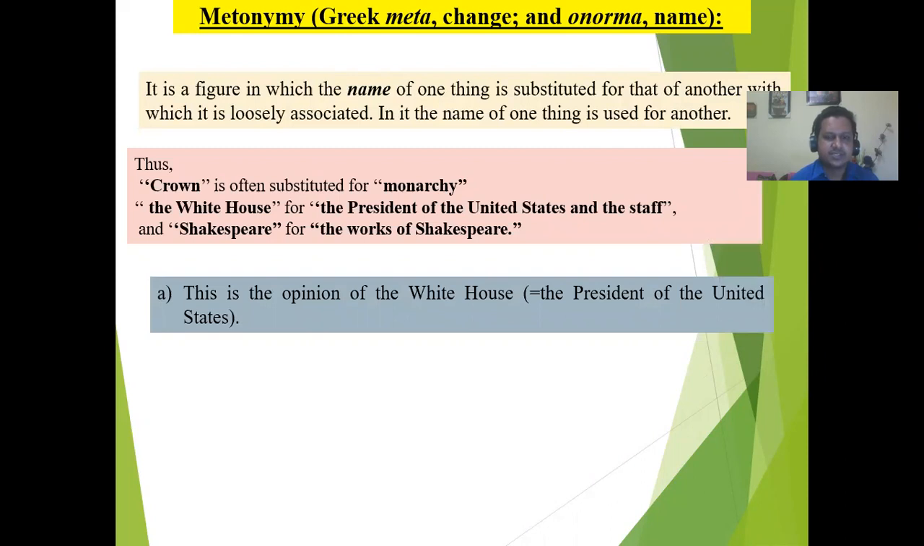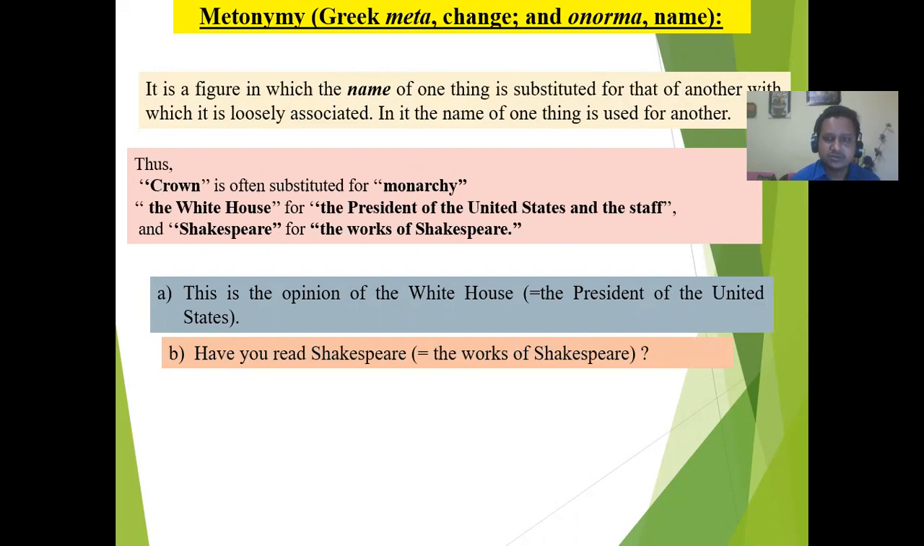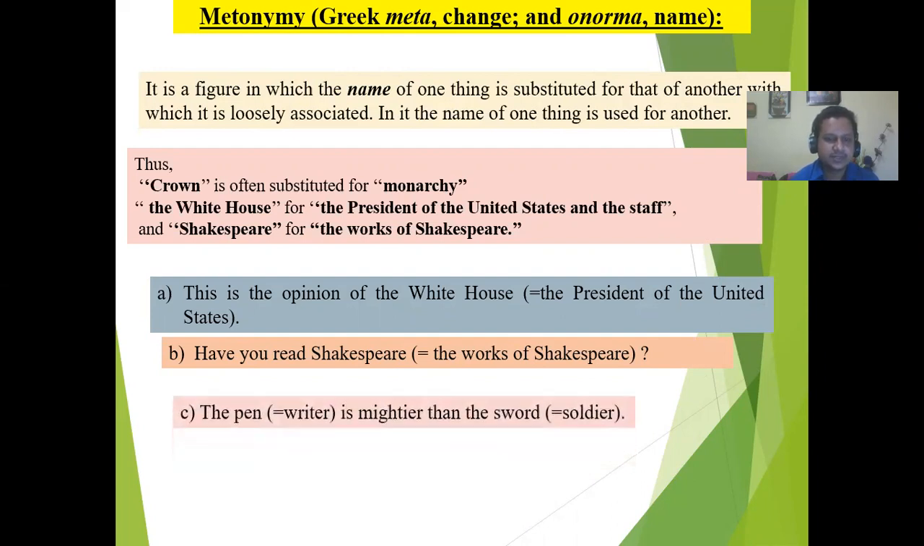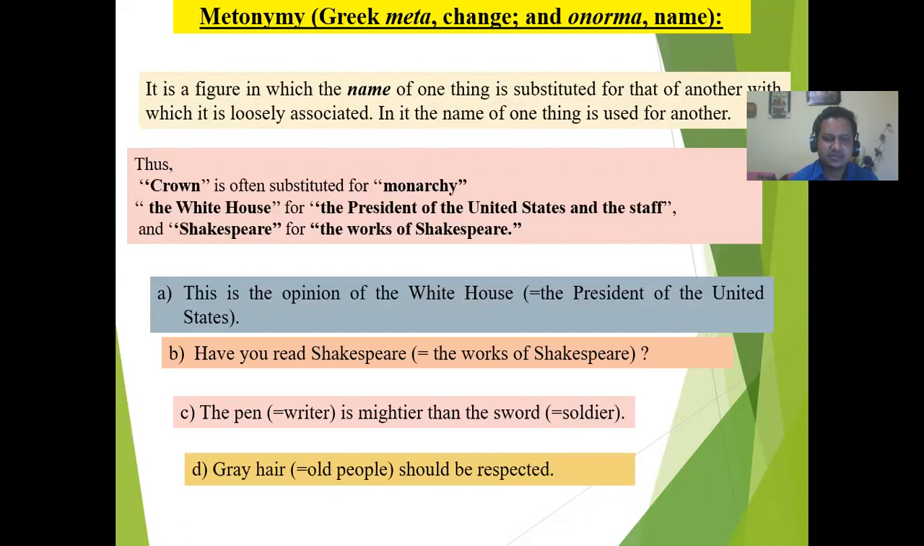More examples. This is the opinion of the White House. That means this is the opinion of the President of the United States. Have you read Shakespeare? That means, have you read the works of Shakespeare? Another example: the pen is mightier than the sword. That means the writer is mightier than the soldier. Gray hair should be respected. Gray hair means old people should be respected. So here we can see crown, the White House, Shakespeare, gray hair, the pen, the sword.